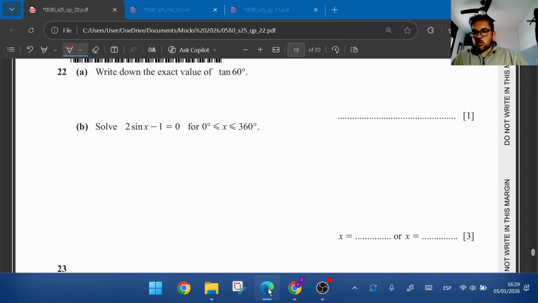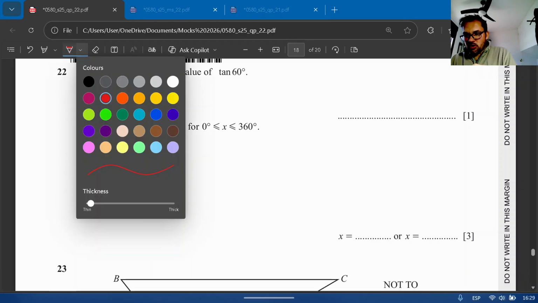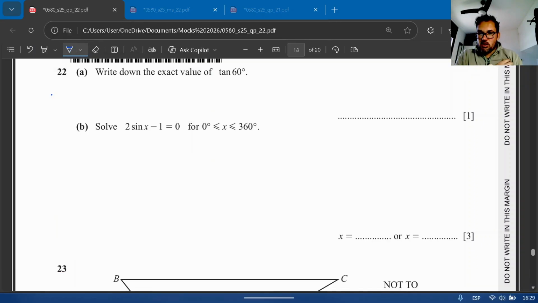Moving on to question 22, and we're doing trigonometry without a calculator, and I'm using the tan ratio, so we're going to have to remember that table that you need to memorize. There are many videos on YouTube showing how to do this, but let me run you through it quickly. We want to know the ratio values for sin, cos, and tan.